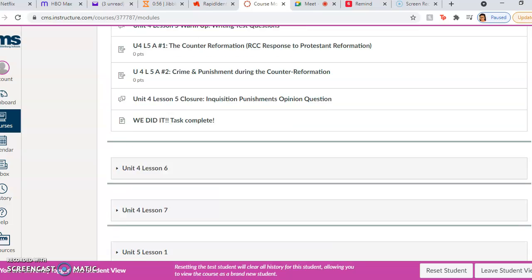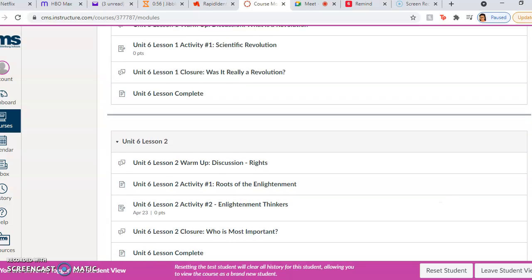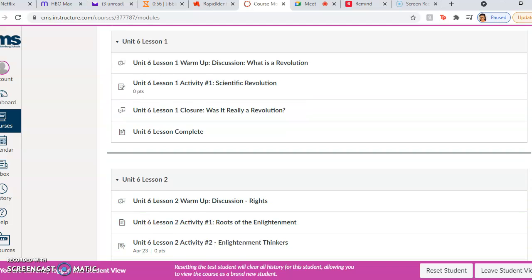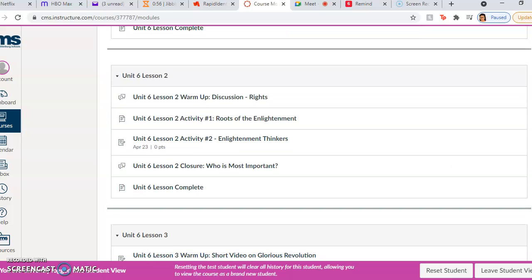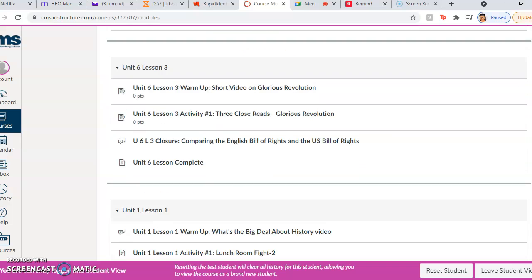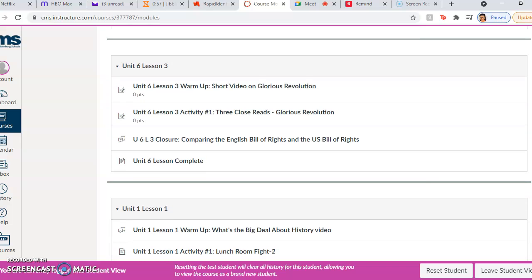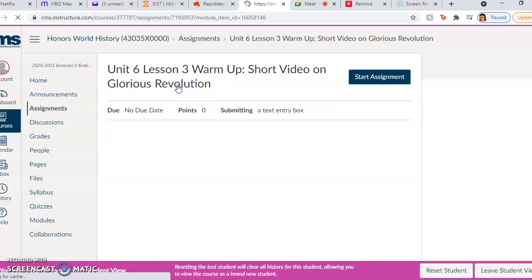So let's scroll down. Yesterday we talked about the Enlightenment thinkers, and again, I saw a lot of your work being turned in, and I saw a few people who got as far as doing the closure. So thank you for that as well. But today we're going to start on the Glorious Revolution. Please note that these say 0 points, which means these are classwork assignments and not necessarily homework assignments.